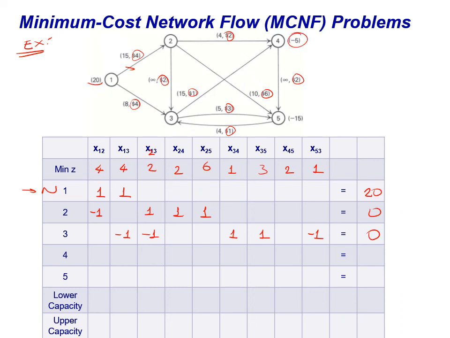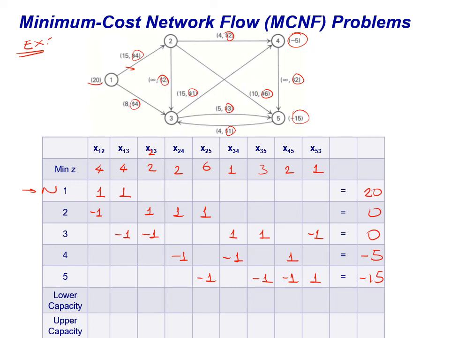For node 4, there is a net demand, so the right hand side will be -5. The inflows are x24 and x34, and the outflow is x45. And for node 5, again, there is a demand, so it will be -15, and the inflows are x25, x35, and x45, and the outflow is x53.